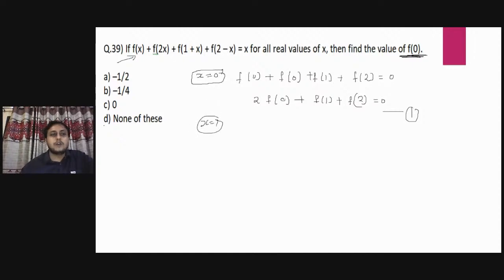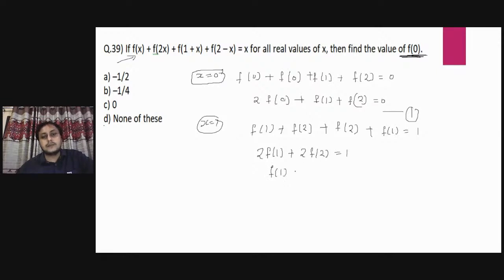X equals to 1. What we'll get? f(1) plus f(2 into 1) means f(2). f(1 + 1) means f(2). Plus f(2 - x), 2 minus 1 is f(1), equals to 1, right? So this is what, f(1) + f(1) is twice of f(1), f(2) + f(2) means twice of f(2), equals to 1. So guys, this becomes f(1) + f(2) should be equals to 1 by 2.